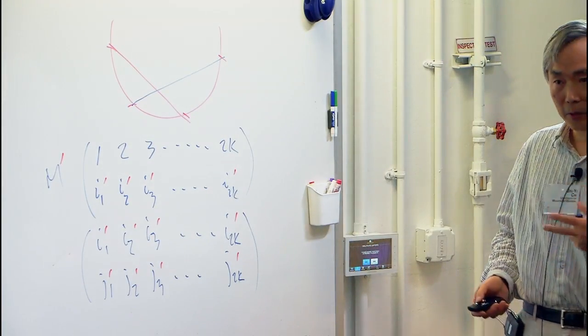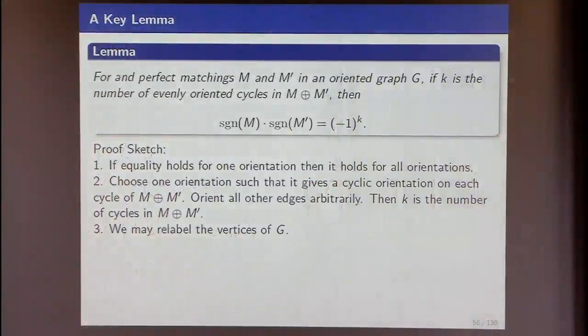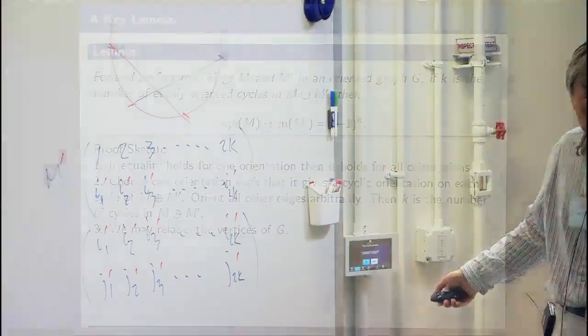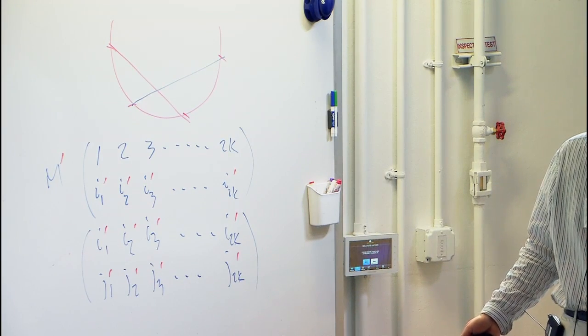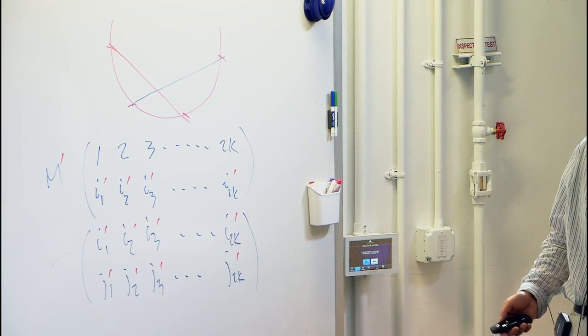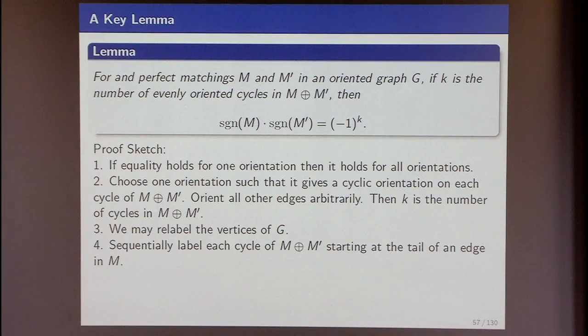Okay? So if you relabel, it doesn't change this part. It changes this and changes this by the parity of this, both. Therefore, it doesn't change in the end. And so now we can relabel, and we'll relabel in a very convenient way.